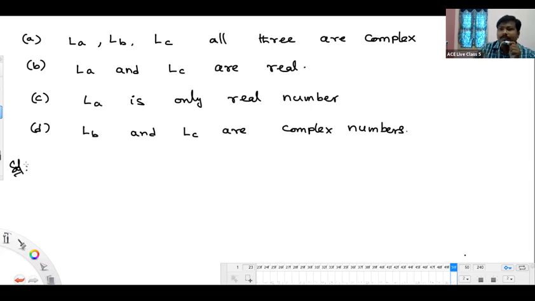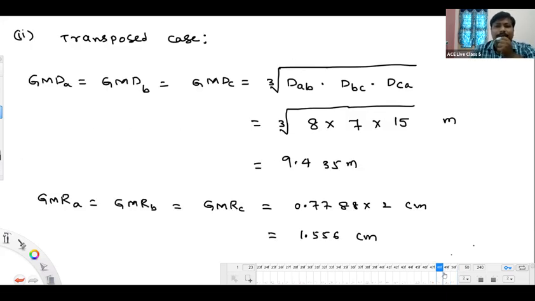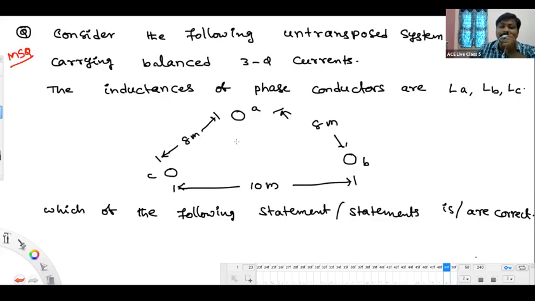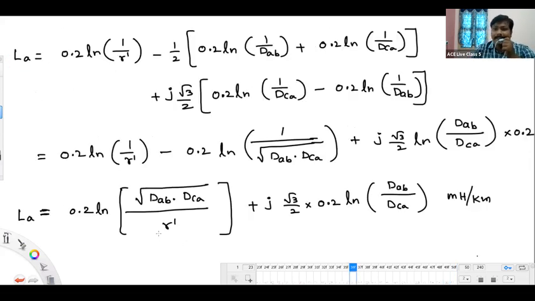See, according to this question, his interest is to know whether the inductance of the phase conductor is a real number or a complex number. That's the question. Just observe here. When can we say the inductance is a complex number or a real number? If you check the equations quickly, just look at the inductances we have derived.